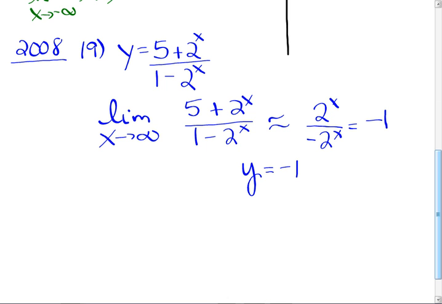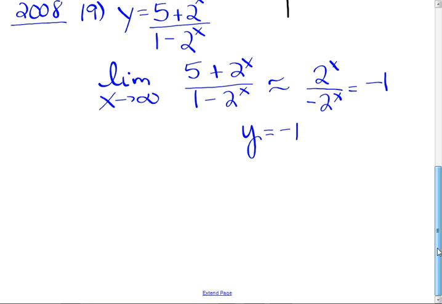That's answer A. What if it has 3 to the x over 2 to the x? Then it would be 3 halves to the x. When x gets really large, the 5 and 1 don't matter. I have $5 and I have another couple million. I don't really care about my $5.